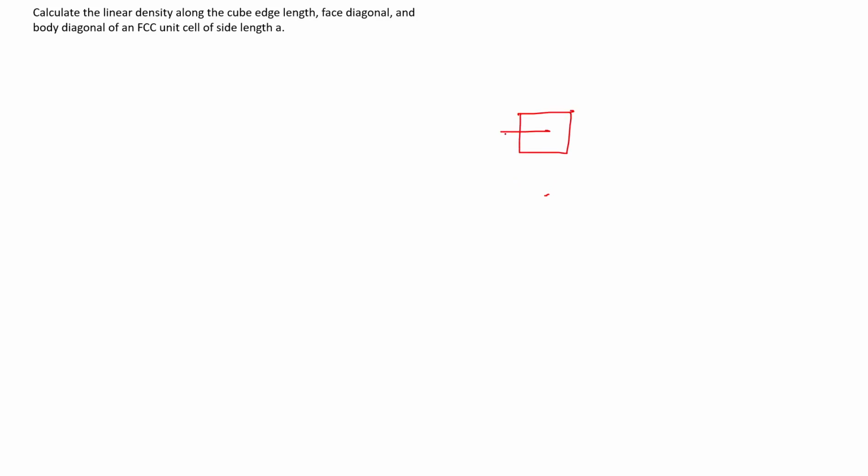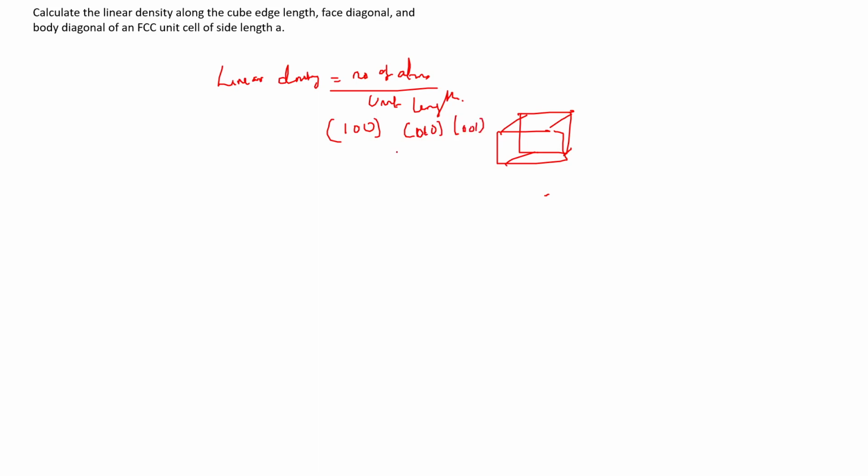Linear density means what? That is equal to the number of atoms per unit length. So what are the different directions here? 100, 110, 001, 111 and so on. First we will calculate the linear density of the 100 direction. The number of atoms will be half plus half divided by a, so it will be 1 by a.